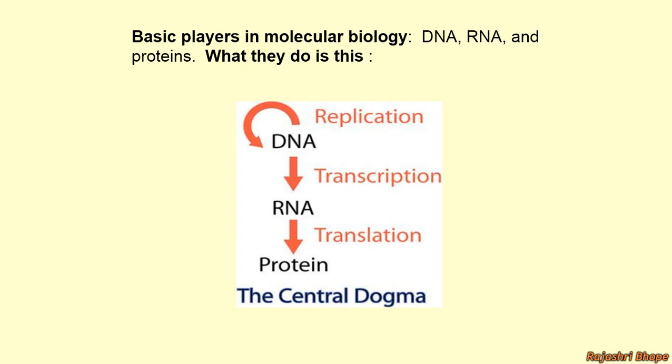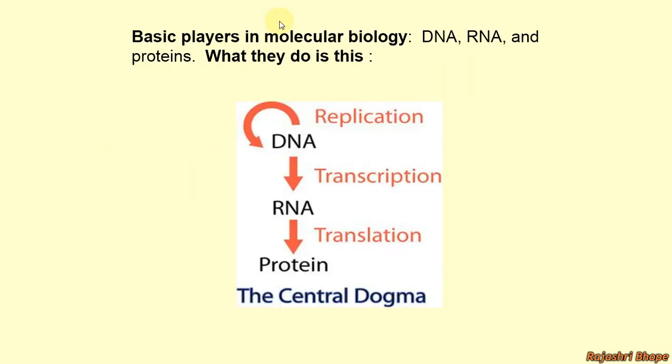Hello students. Now this is the second part of basic molecular biology. We are going to study the central dogma. Now this is the central dogma of molecular biology, which includes three processes, actually four processes: replication, transcription, translation, and another process which was discovered later, known as reverse transcription. And DNA, RNA, and proteins are the basic players of molecular biology.